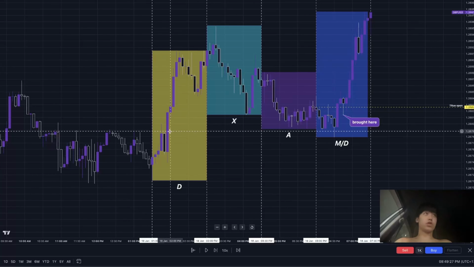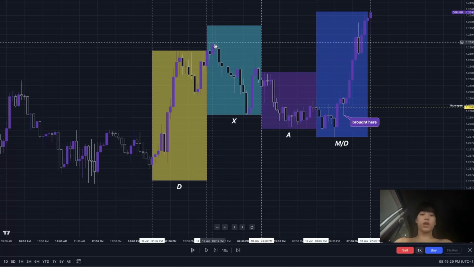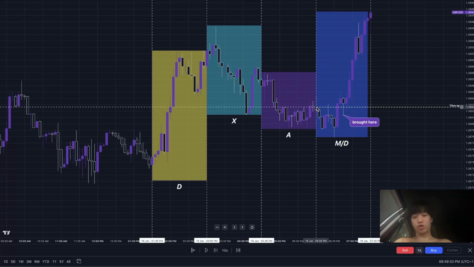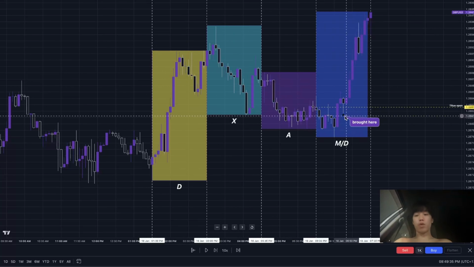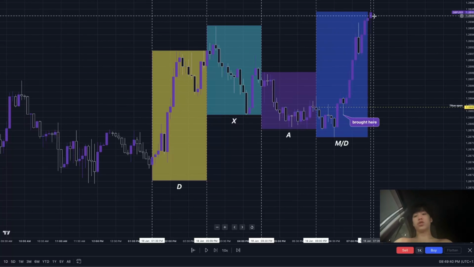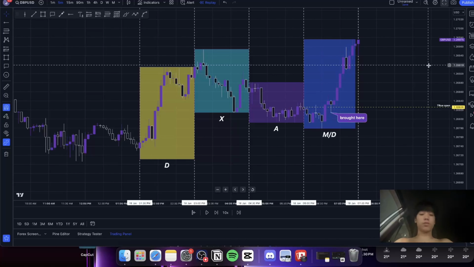So we had a distribution to the upside using quarterly theory, then we had a retracement, then we had accumulation, then we had manipulation. The true open was right here, and we bought right here underneath the true open inside of a 5-minute fair value gap, and as you can see, price rallied much higher. Alright, let's get into our smart money concepts bias as well.